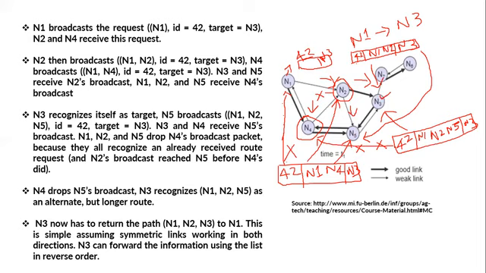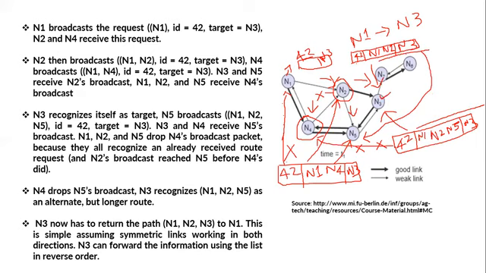N3 will check whether it's a duplicate packet. It's a duplicate packet, but still N3 is the destination. So N3 will accept this packet, but N3 has already received another packet. Okay, so N3 basically identified two paths.